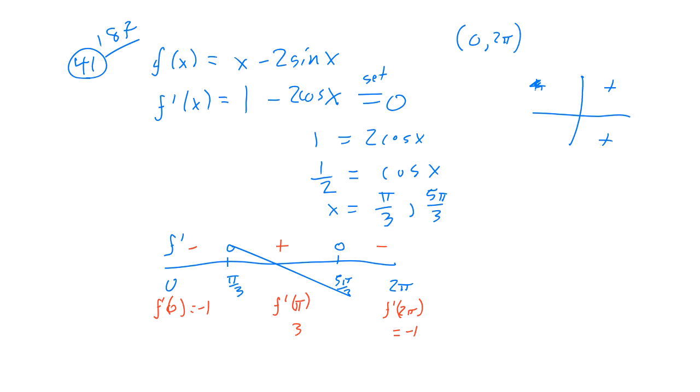And then we need to do the increasing, decreasing, and the critical numbers. So the function will be increasing when the derivative is positive, which is from pi over 3 to 5 pi over 3. And it's decreasing when the derivative is negative, which is 0 to pi over 3, and also 5 pi over 3 to 2 pi.